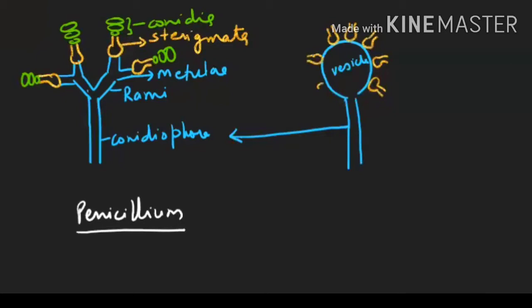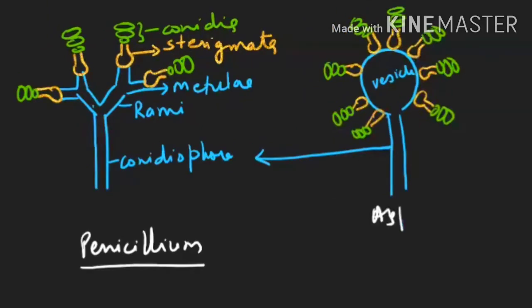And on the tip of the sterigmata, obviously the conidia will be present in a chain with the basipetal arrangement only. So Aspergillus is bearing the unbranched conidiophore, but Penicillium is bearing the branched conidiophore. I think both the diagrams are clear to you. This is of Aspergillus.